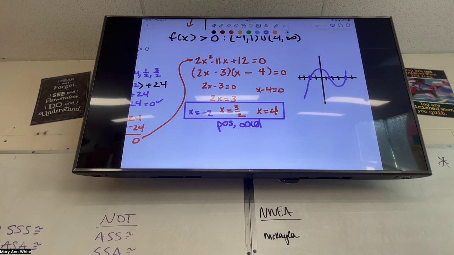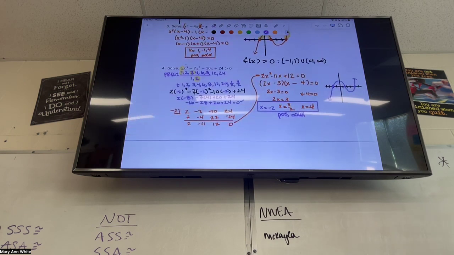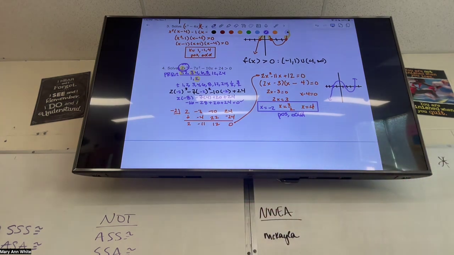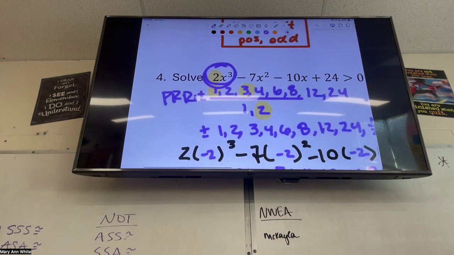How do you know? Go back to the very beginning, the equation. The first term is 2x to the third. 2 is a positive number. X to the third is an odd exponent. You only count when it's factored out.